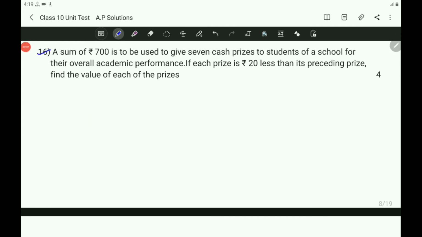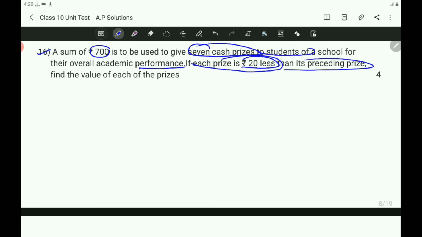Now question number 16. A sum of rupees 700 is to be used to give 7 cash prizes to students of a school for their overall academic performance. If each prize is rupees 20 less than its preceding prize, find the value of each of the prizes. Here it is given that each prize is 20 less than its preceding prize, meaning these cash prizes are in the form of AP.